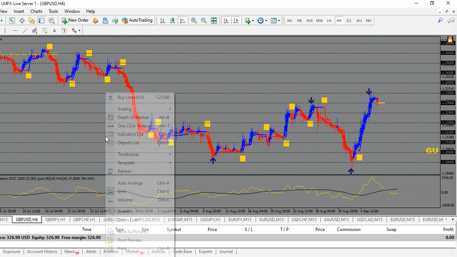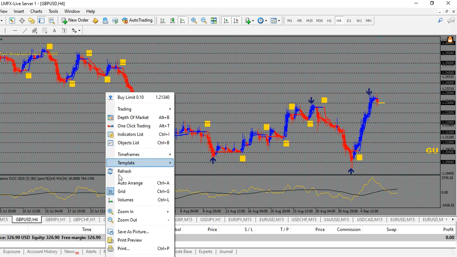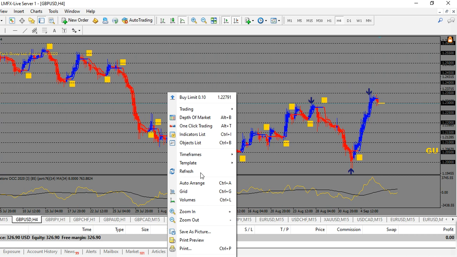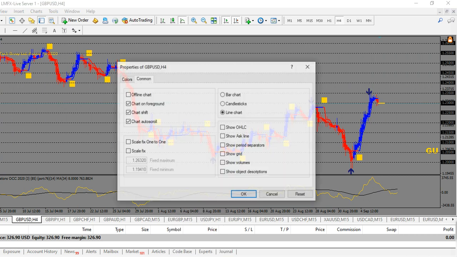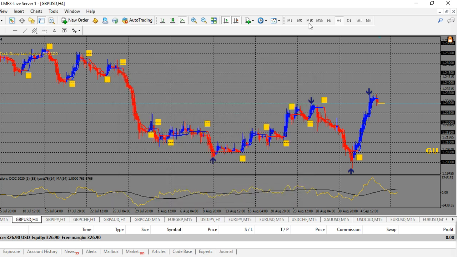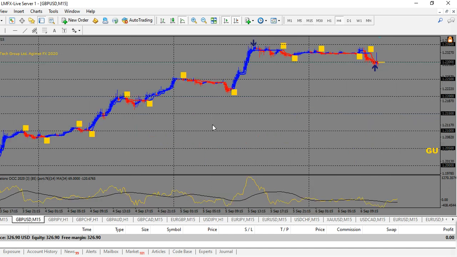Okay, first of all, what we'll do is we'll get rid of a few things. We don't need the grid. I'm going to add period separators here. Period separators are very important, especially on the 15-minute chart, because what it does is it represents a full day of trading. From this dotted line to this dotted line represents a 24-hour cycle.